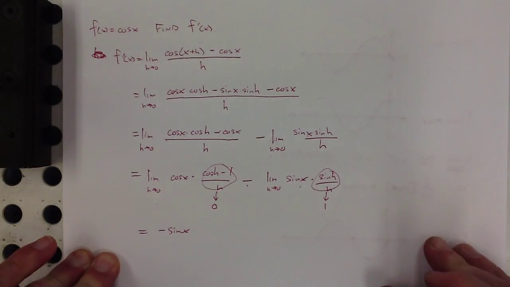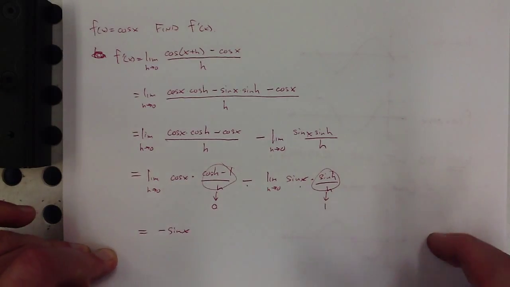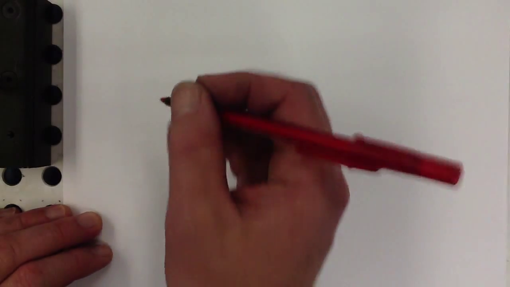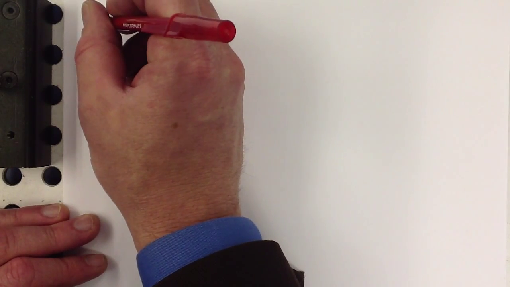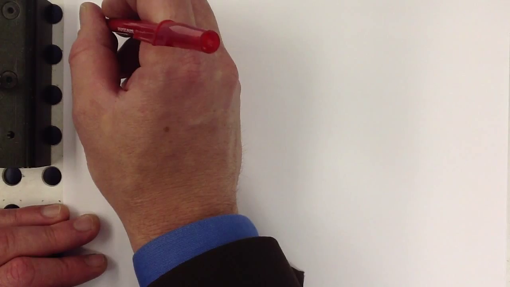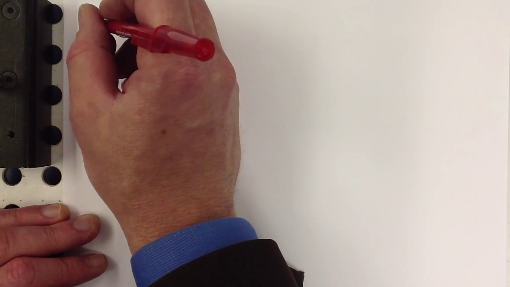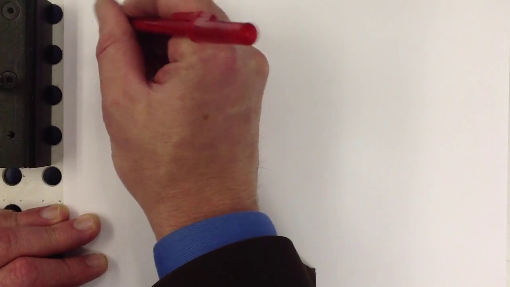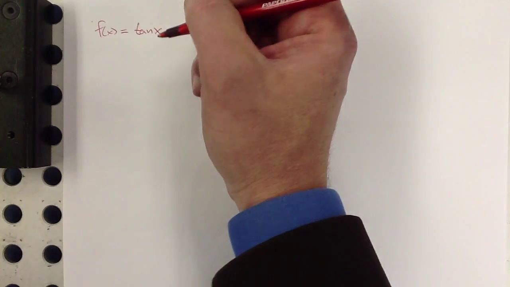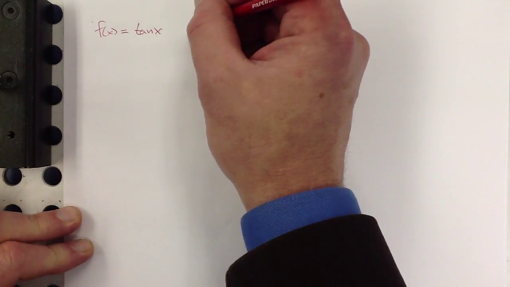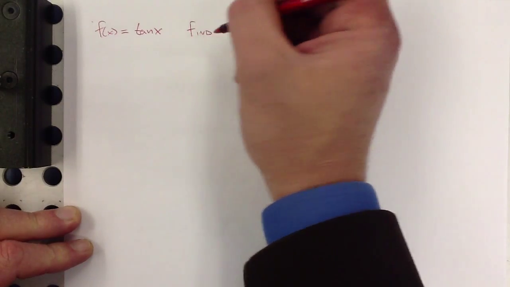Now, what about the derivatives of tangent, cotangent, cosecant, and secant? Well, you can get the rest of them by using the product and quotient rules, actually just mainly the quotient rule, that we learned in section 3.3, right? So for example, if f of x is equal to tangent x, we want to find the derivative of that.